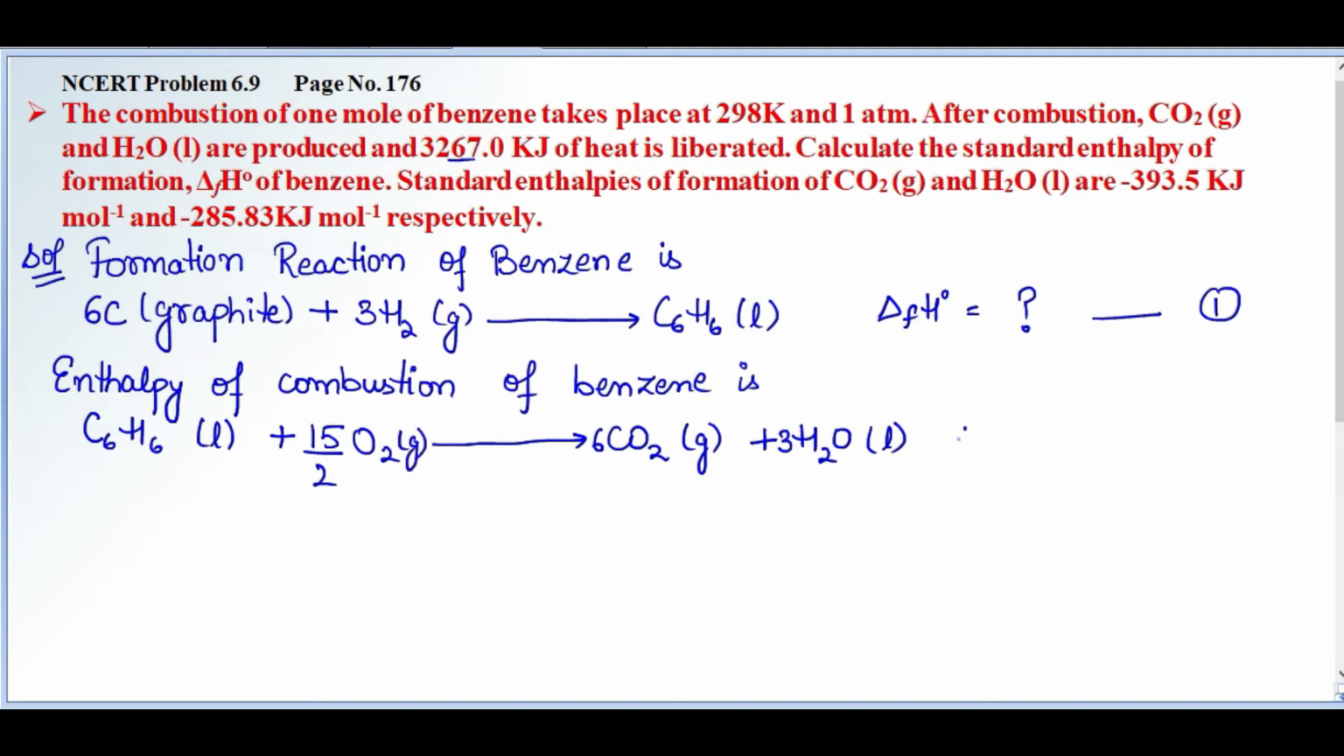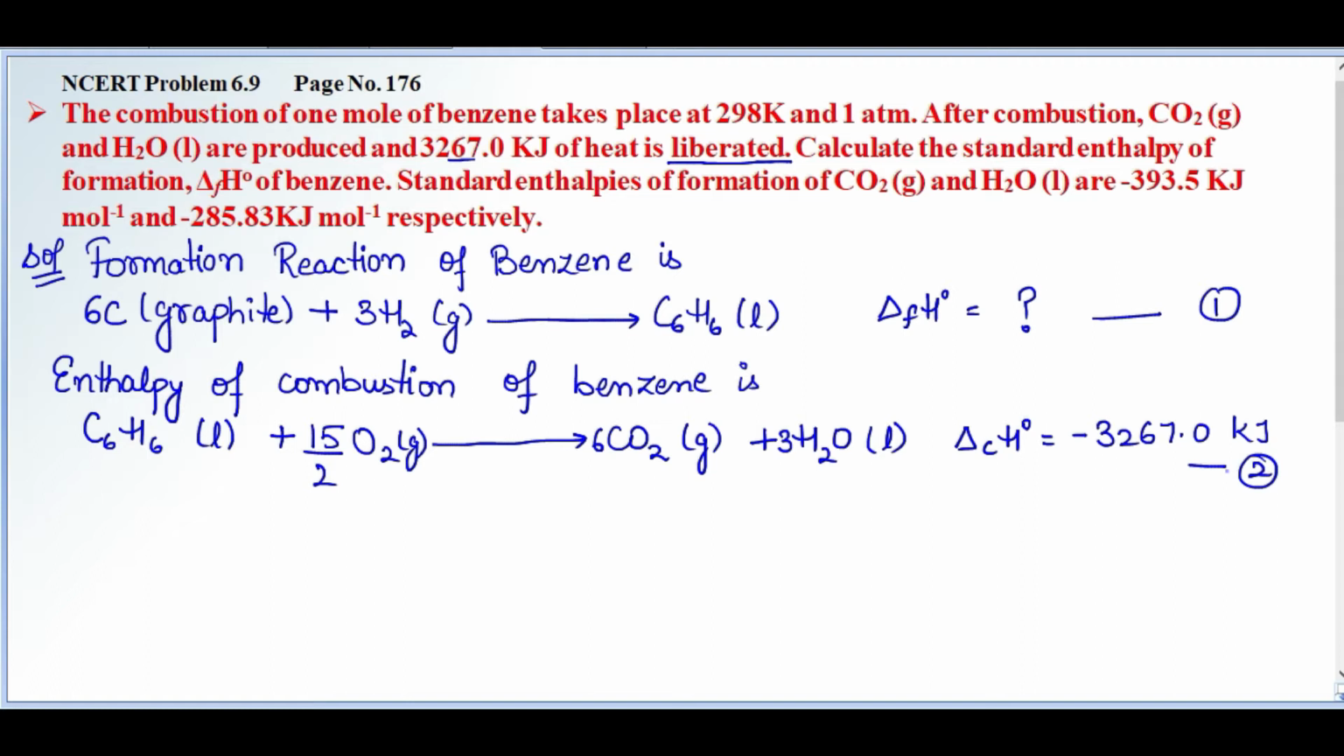And in this case, they are saying enthalpy of combustion equal to minus 3267.0 kilojoule. Now they have given positive value. Why I have taken this negative value? Because in this condition they are saying heat is liberated. That means the reaction is exothermic reaction, and in exothermic reactions we always have enthalpy's value as negative, right? So I'll consider this equation as equation 2.